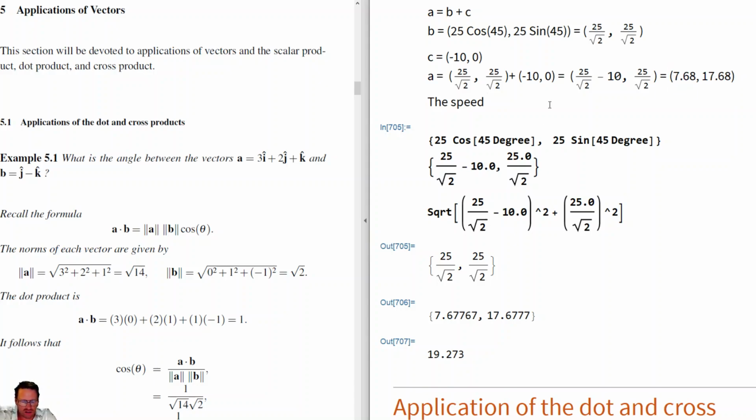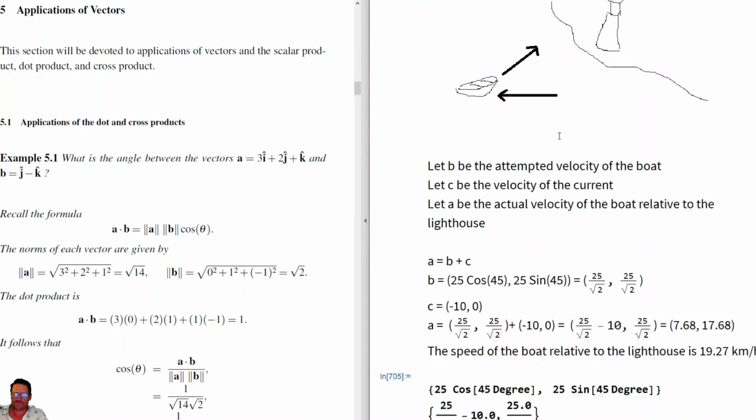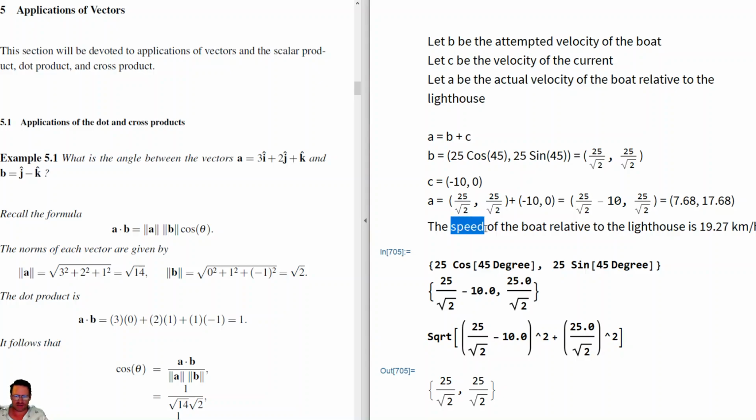So the speed of the boat relative to the lighthouse is 19.27 kilometers per hour, if everything was given in kilometers per hour, and I think it was. Okay, but note that this is a speed, not a velocity. This vector is the velocity, because remember, it's a velocity vector.